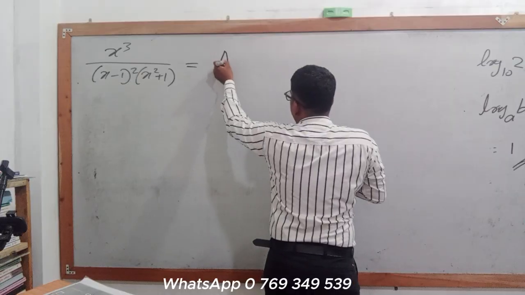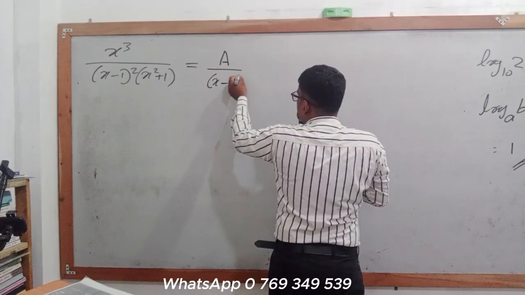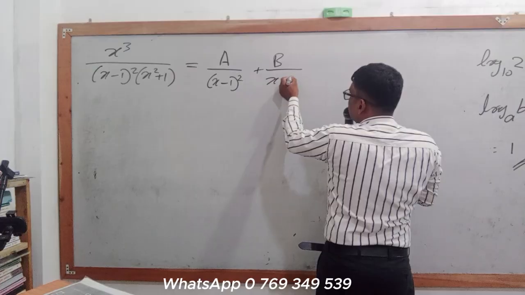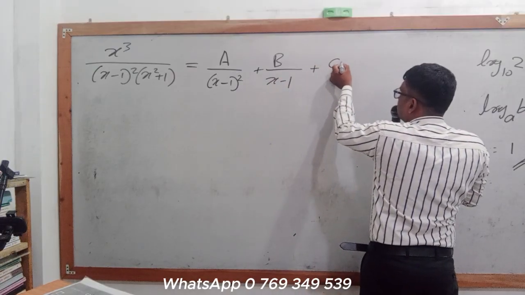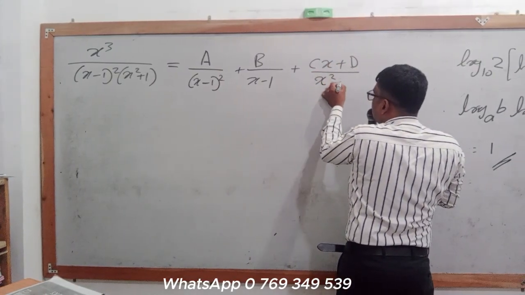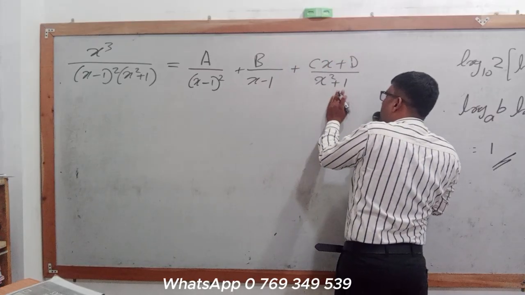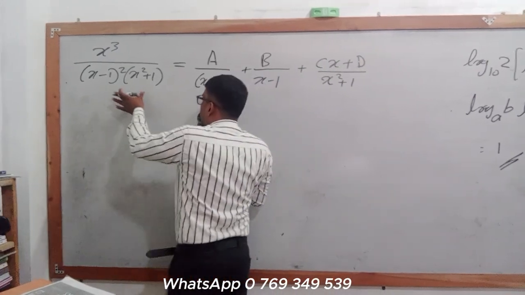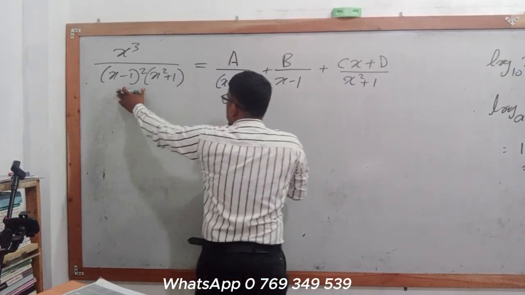But we can take A divided by x minus 1 squared, and B divided by x minus 1, plus Cx plus D divided by x square plus 1. Because this is a first degree expression, here is second degree, right? And we can multiply all the terms by this one, right?